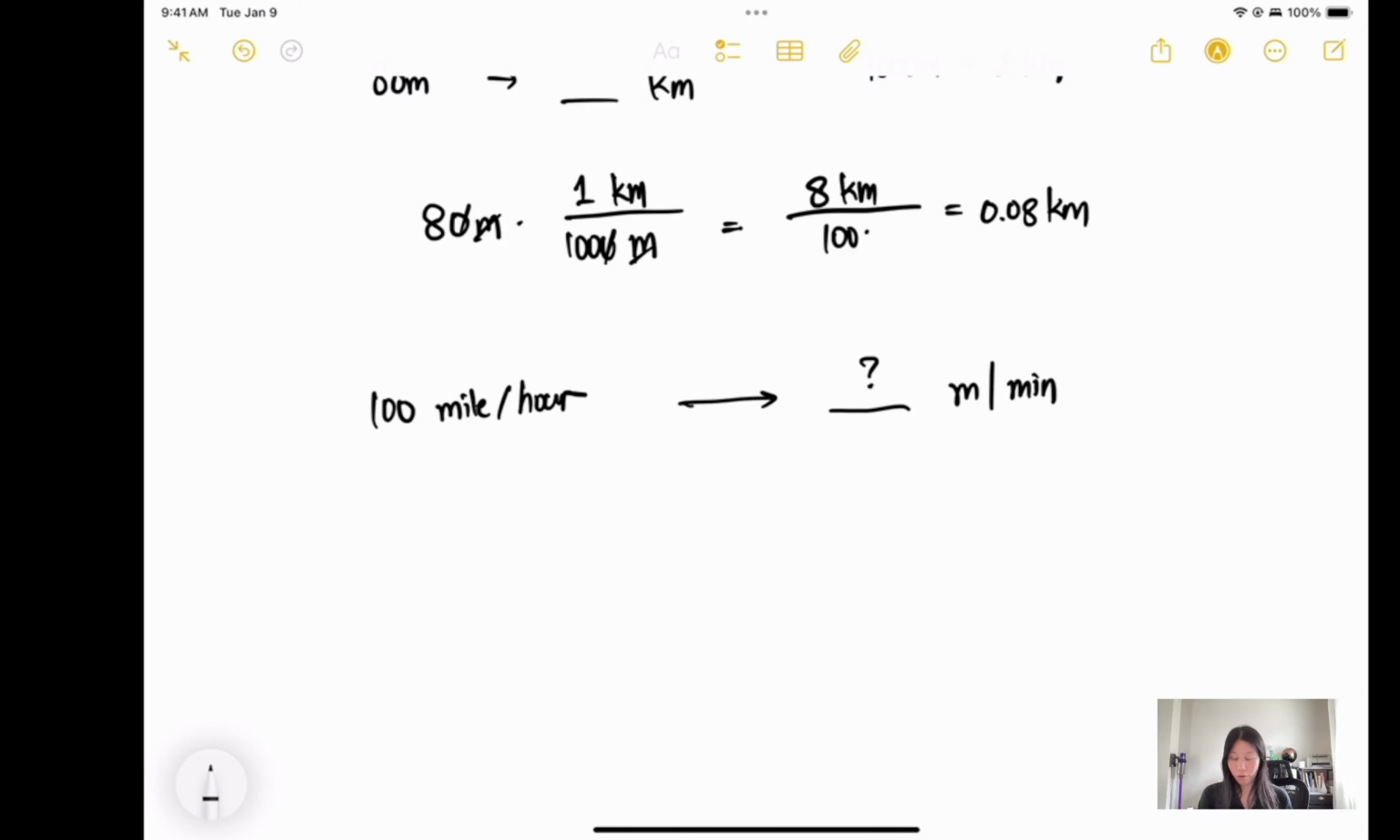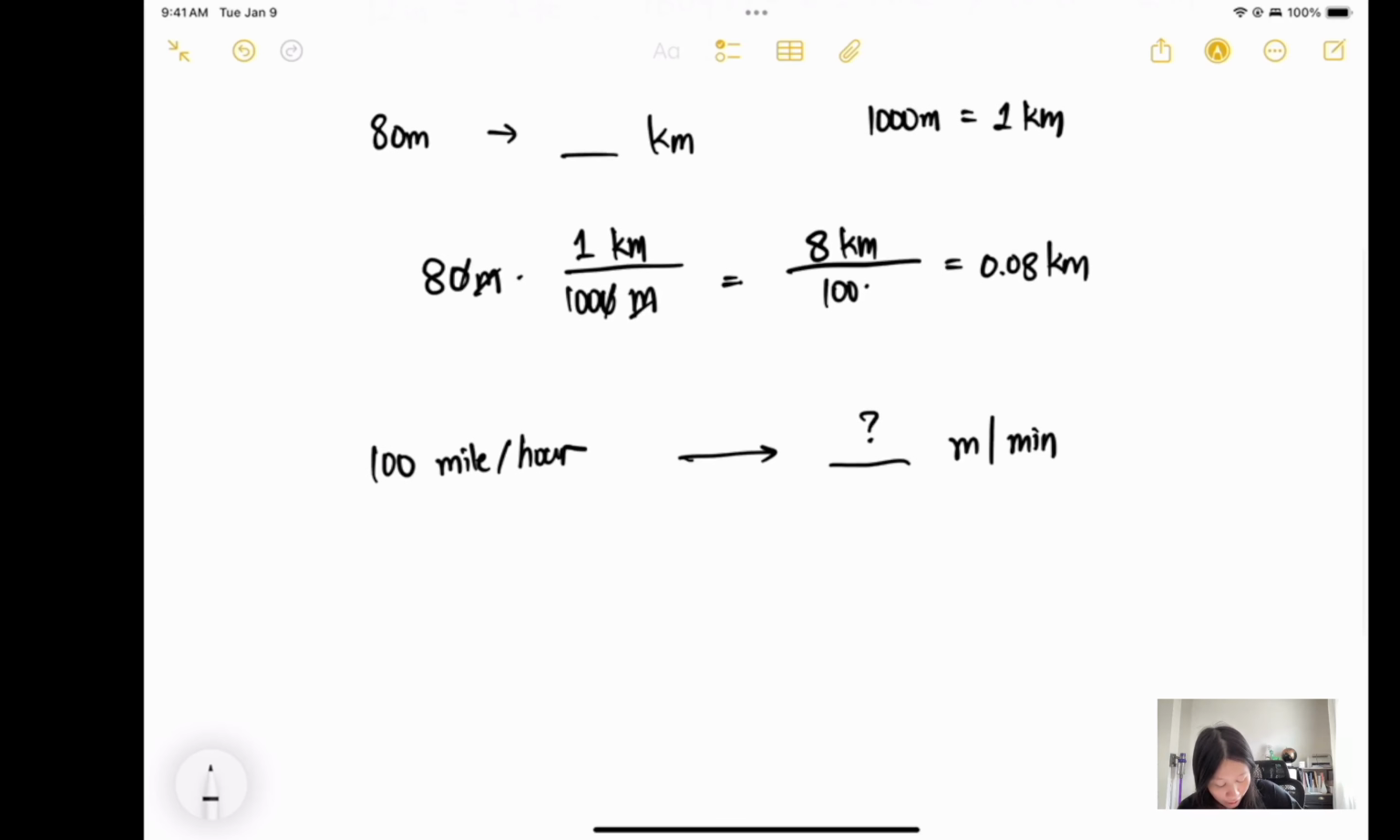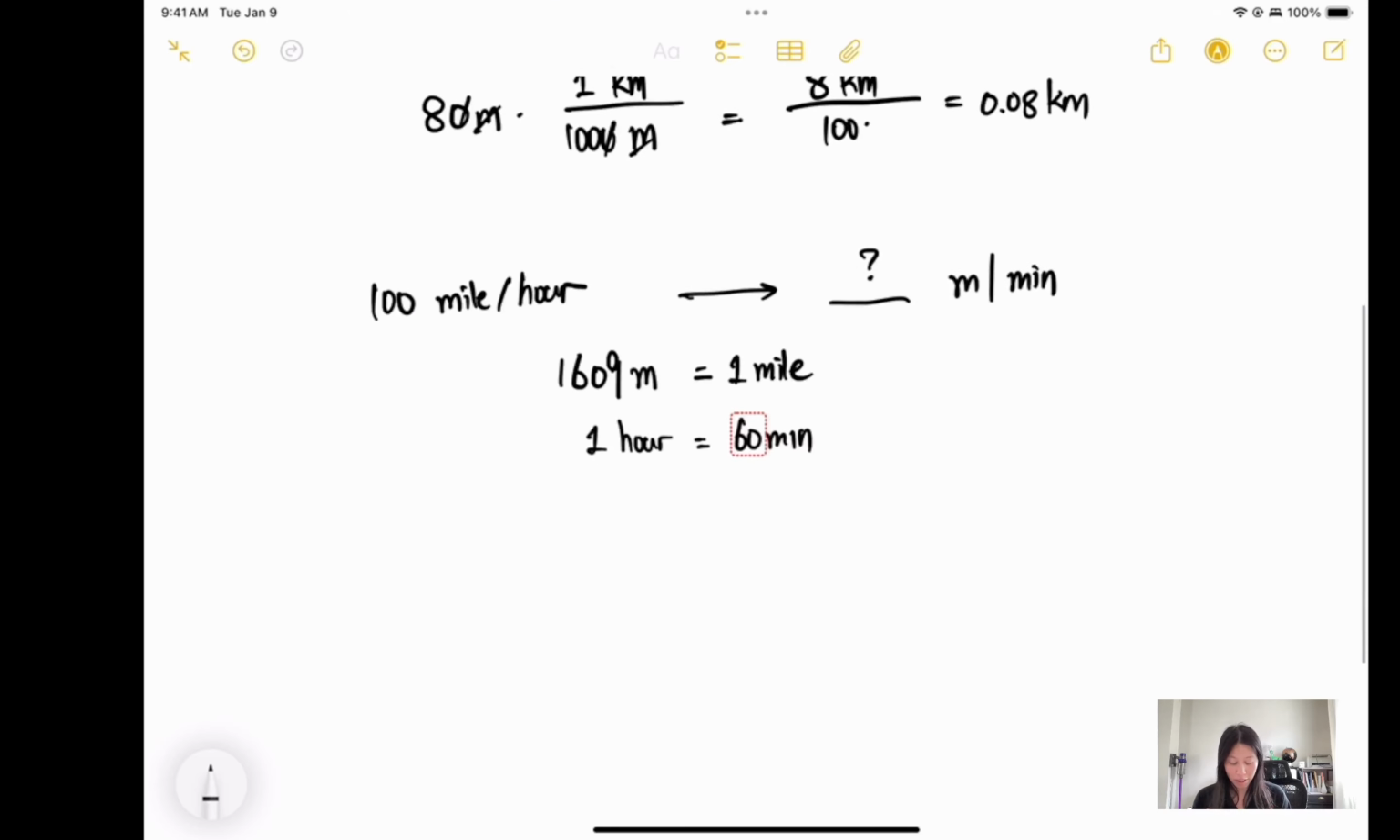We want miles converted to meters, and we know from before that every 1,609 meters is equal to 1 mile. So here is the first conversion factor. Another one is 1 hour equals 60 minutes. Here is the second one. Now we need to keep that in mind.